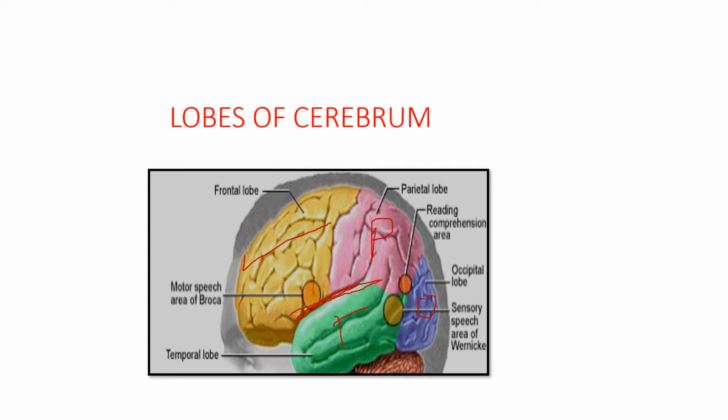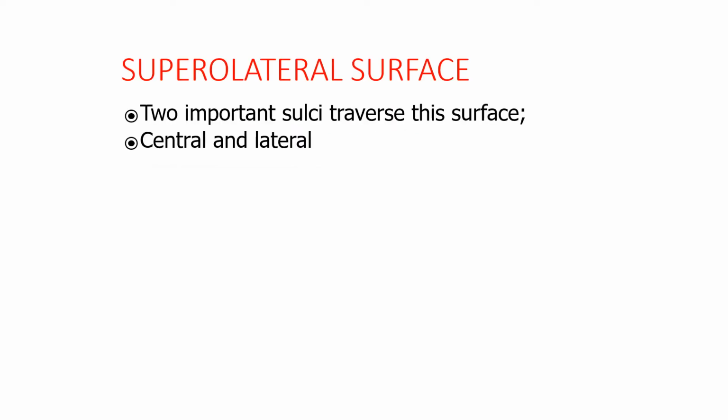So this sulcus is present in the superolateral surface like this. So this sulcus will be the lateral sulcus. If you remove these parts of the cerebrum, then you will have the insular lobe. Limbic lobe we will see on the medial surface of the cerebrum. First we will know about the important sulci, then we will know how to divide the cerebrum into lobes.